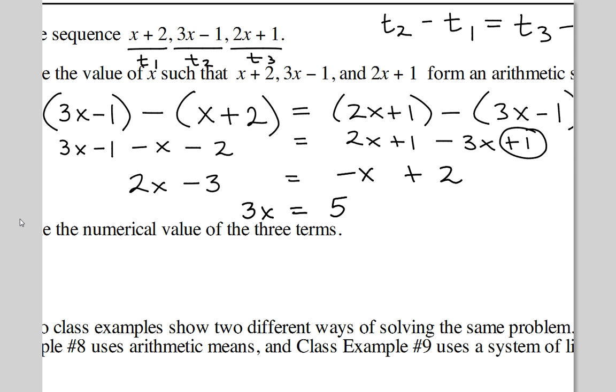If that's too fast for you, just tell me. But I kind of need it to be fast. And then finish it off. What's x? 5/3. Good. Okay.